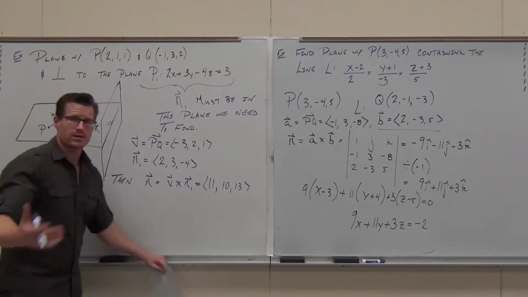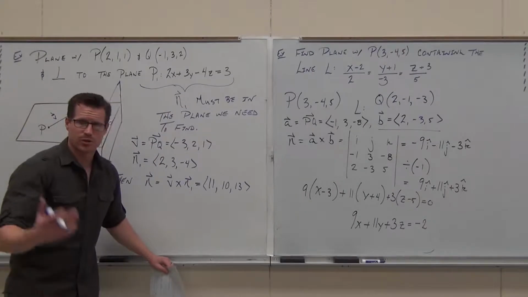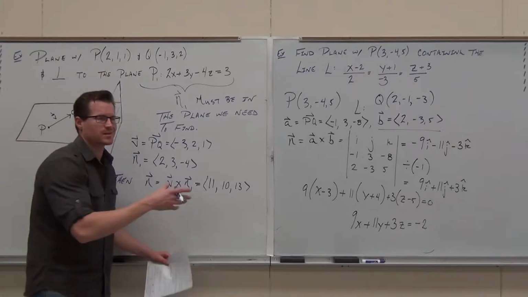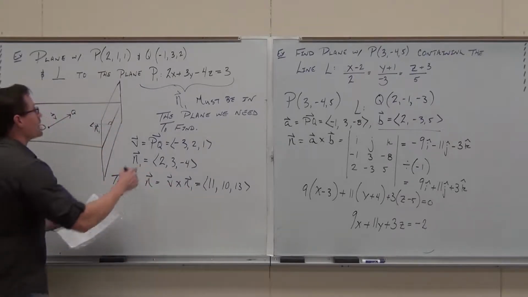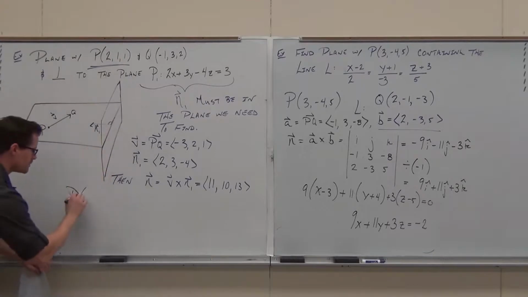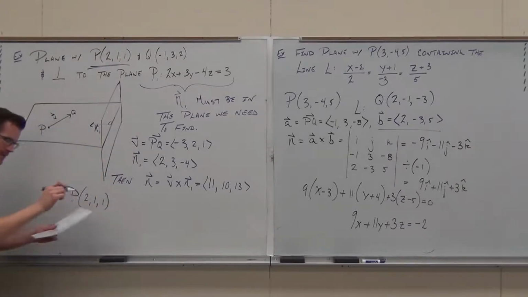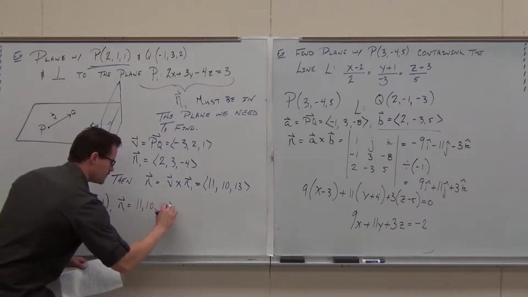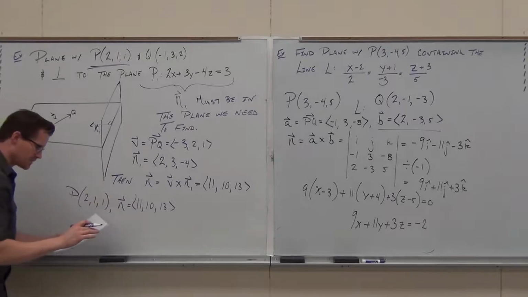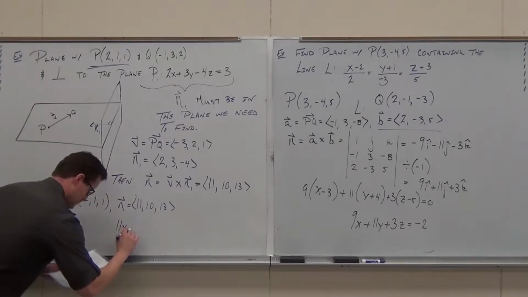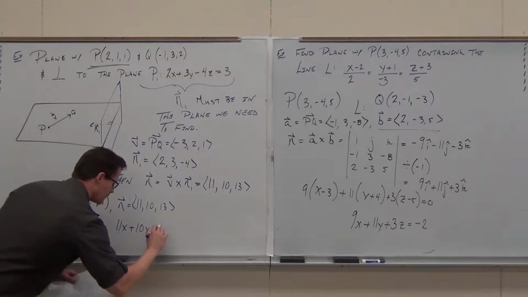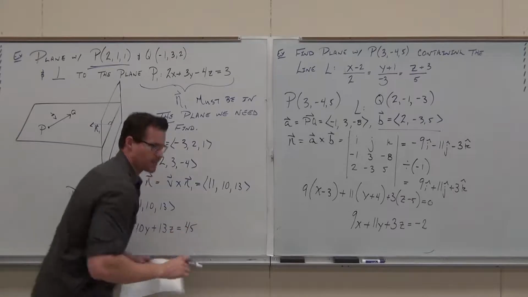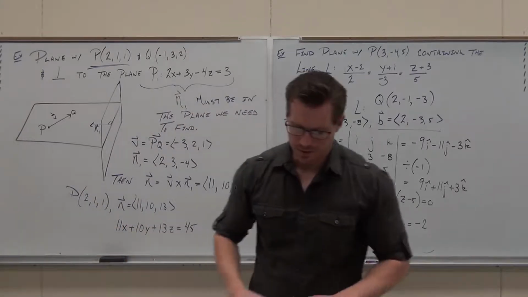Now, do I have a point? Yes. Which point do you want to use? Doesn't matter. Do you have a normal vector? Yes. Now that you did the cross product, yeah, you do. So when I put that all together, I've got a point. I've got a normal. And all this yields, when I put it together, that right there. That's the plane that we would find.